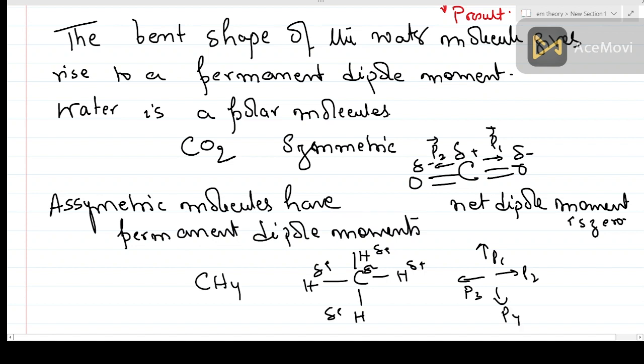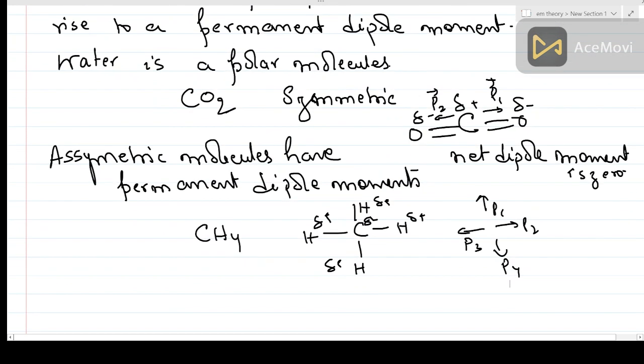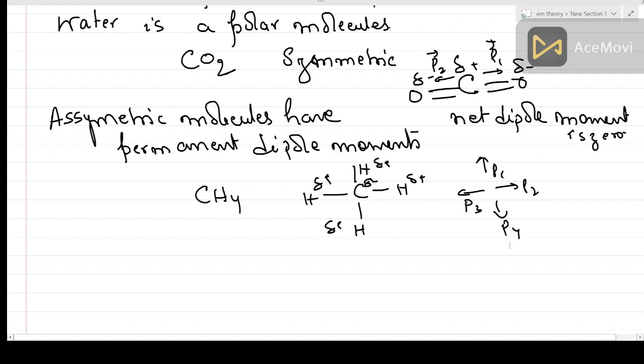And all these dipole moments are aligned with respect to each other in the opposite manner. So the overall effect is that each dipole moment is cancelled by the opposite dipole moment. So here also the net dipole moment is zero. But in case of water, we have a non-zero dipole moment that exists inside the material. So water is a polar molecule.